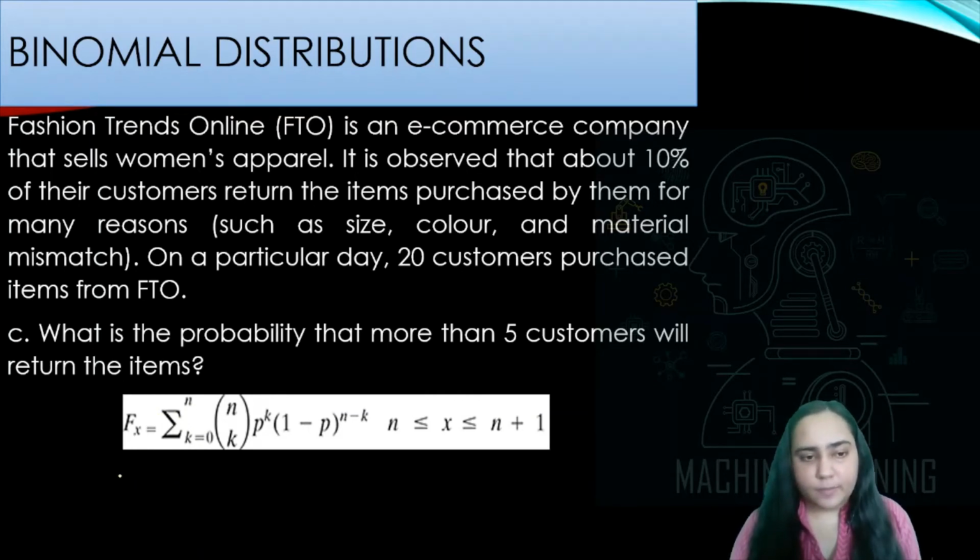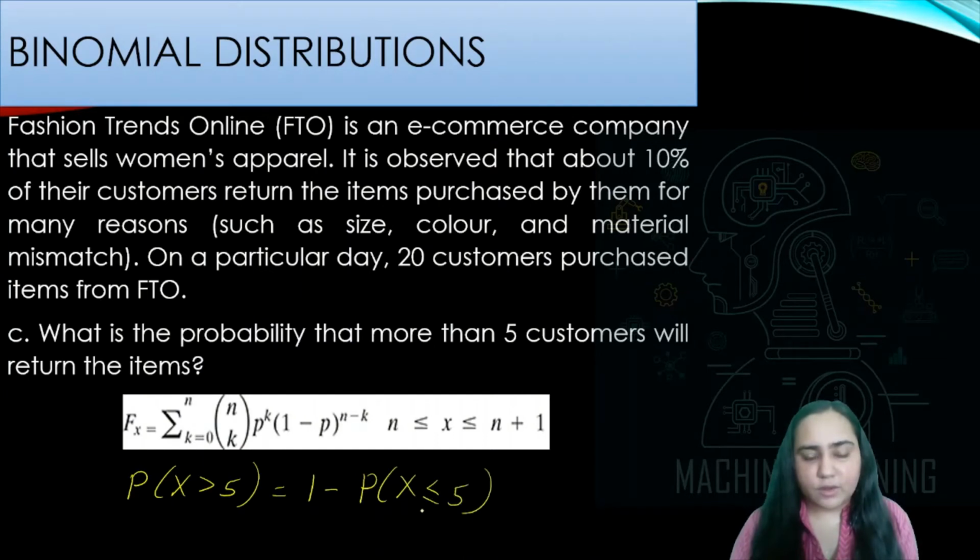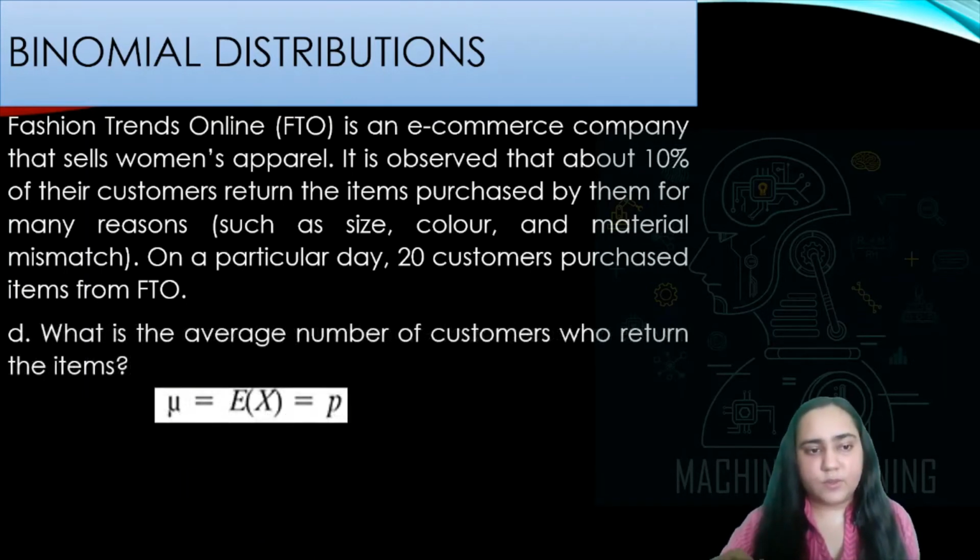The probability of x being greater than 5 is actually equal to 1 minus the probability of x being less than or equal to 5. And we have already calculated the answer for x less than or equal to 5 in the previous question. So you just need to substitute that here. So 1 minus 0.9887, and that should give you 0.0113, and that's your answer. Let's take a look at the next one.